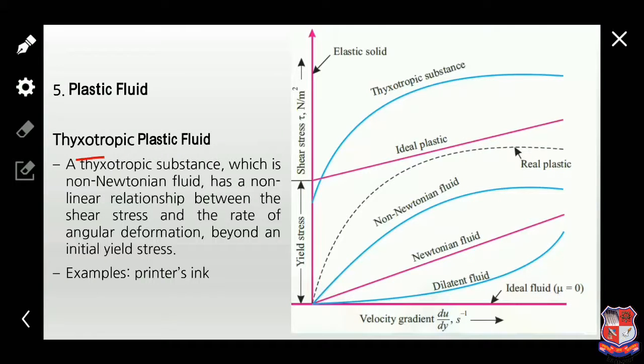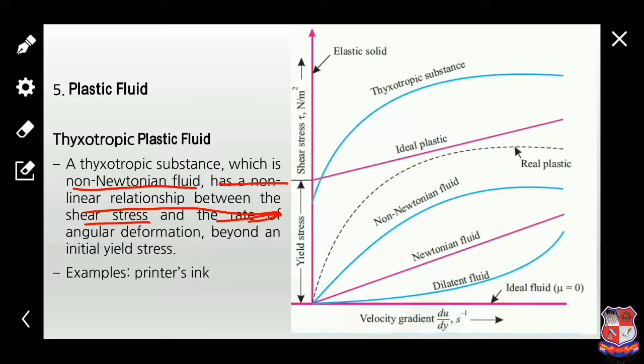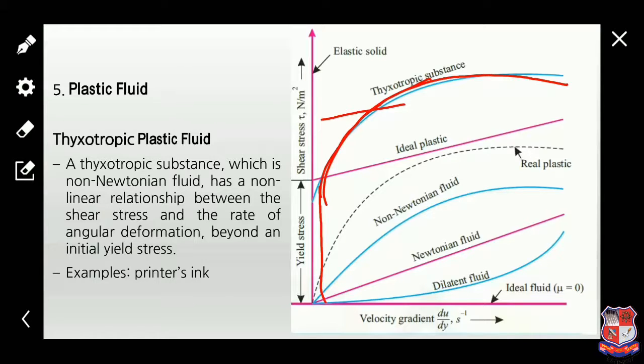Now the thixotropic plastic fluid is a non-Newtonian fluid that has a non-linear relationship between the shear stress and the rate of angular deformation beyond the initial yield stress. An example is printer ink. In this plastic fluid, after the yield stress, the shear stress is not directly proportional to shear strain, so the graph is not straight. This type of fluid is a thixotropic plastic fluid.